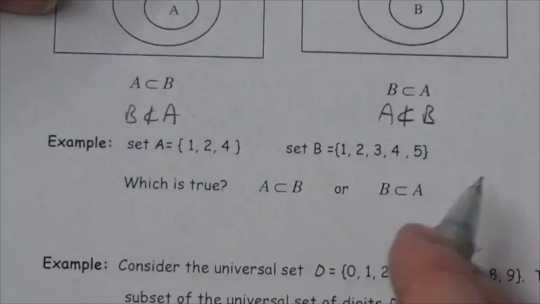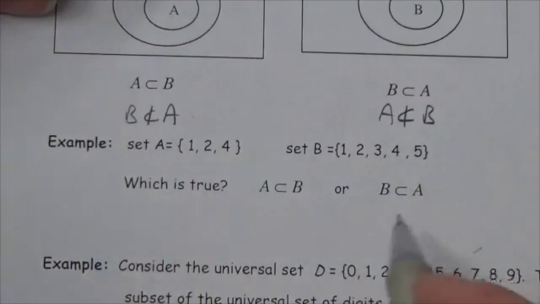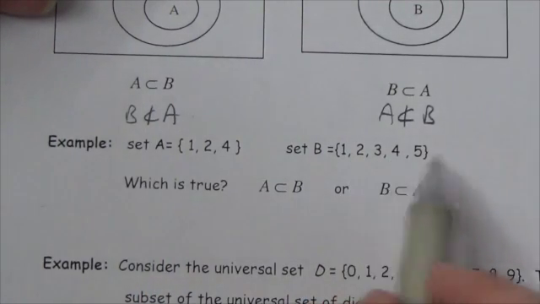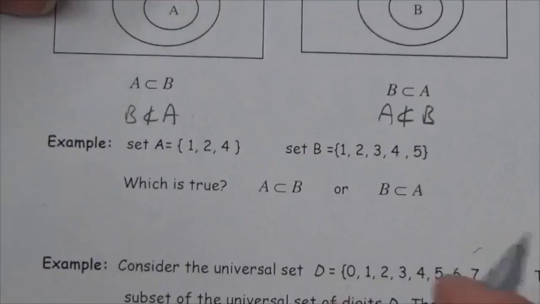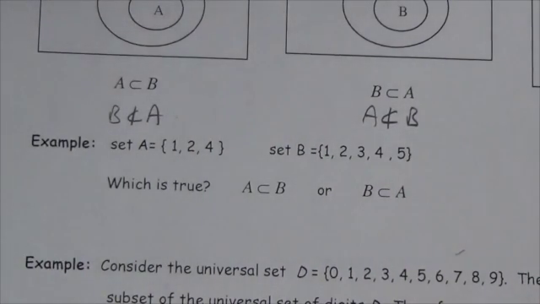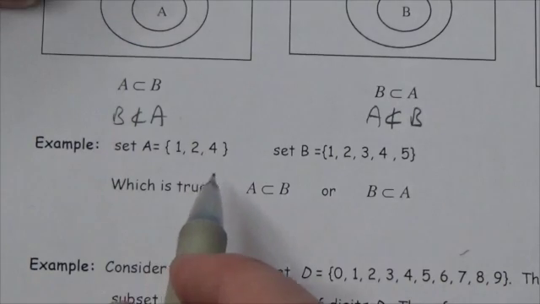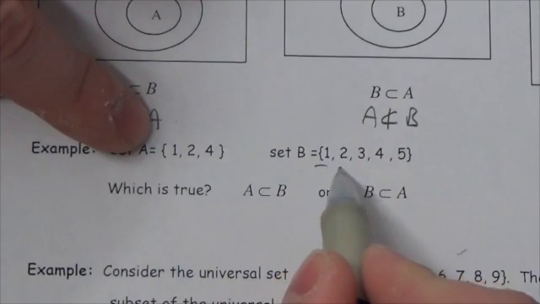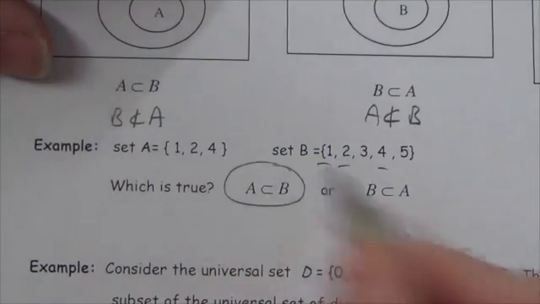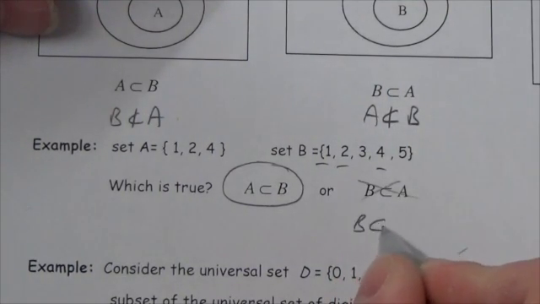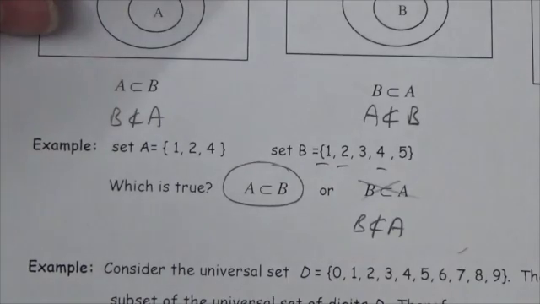Again, another way of doing this would be to list out the elements. Set A is going to be the set 1, 2, 4, and set B is 1, 2, 3, 4, 5. So now, which is true? Is A a subset of B, or is B a subset of A? Well, it helps to notice which one is the smaller one. A is the smaller one. Do you see all of these elements inside B? And yes, you do: 1, 2, 4. So yeah, we would say that A is a subset of B. In fact, the best we could say over here is that B is not a subset of A.